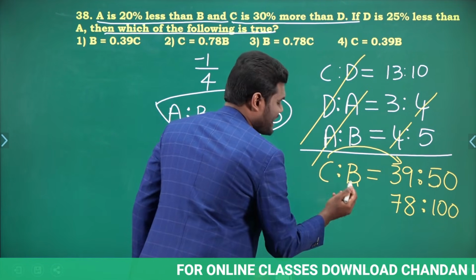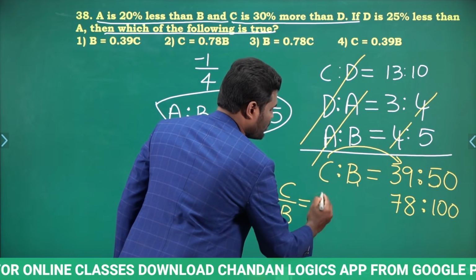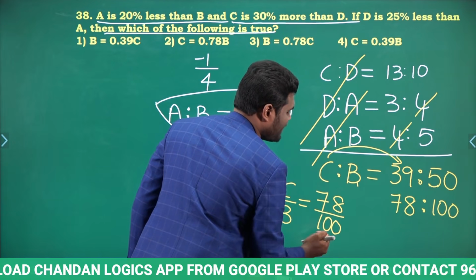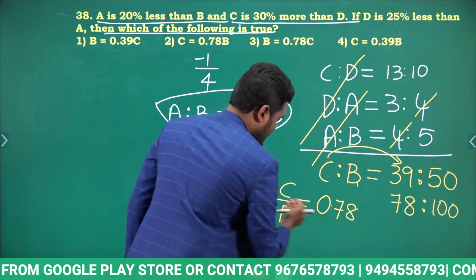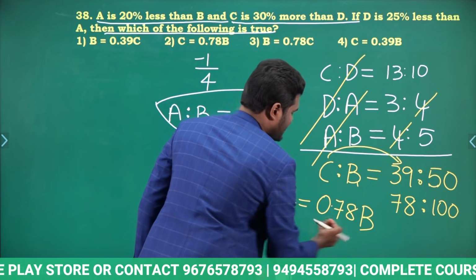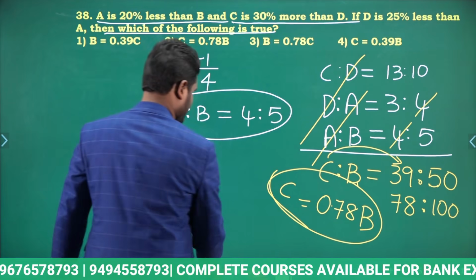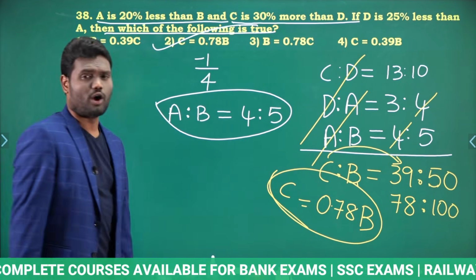Yes or no? If I compare them directly, I can say that C by B is equal to 78 by 100. Now 78 by 100 is nothing but 0.78. Now when B goes to the other side, it is going to be C is equal to 0.78B. As C is equal to 0.78B, which is going to be option 2.